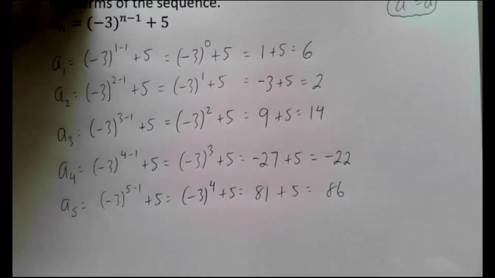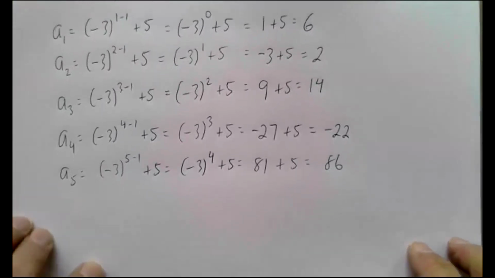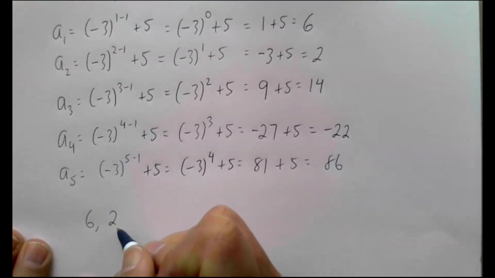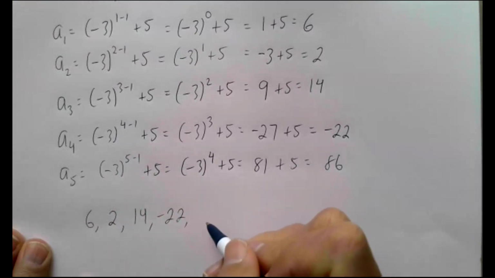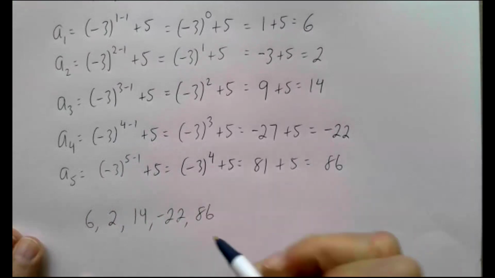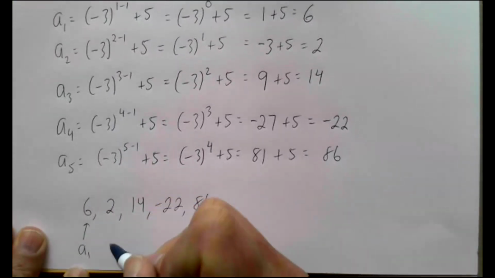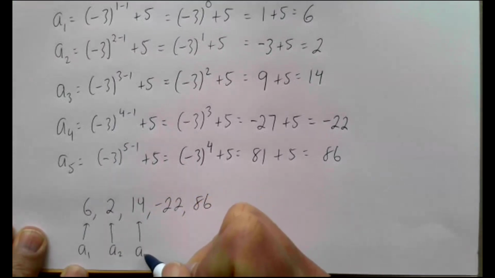So again, the sequence, I mean, we're finished. This is the work. That's what they wanted us to do. But just to show you, the sequence would look like this. The sequence would go 6, comma 2, comma 14, comma negative 22, comma 86. And what we're saying is this is called A sub 1. This is called A sub 2, and so on.